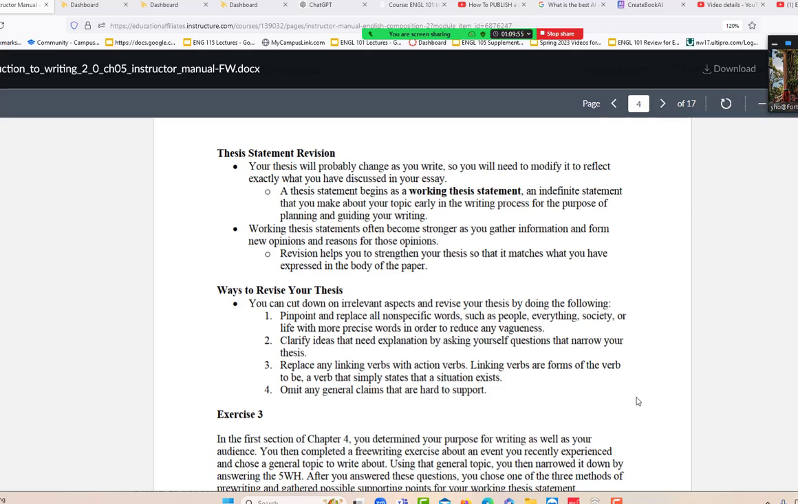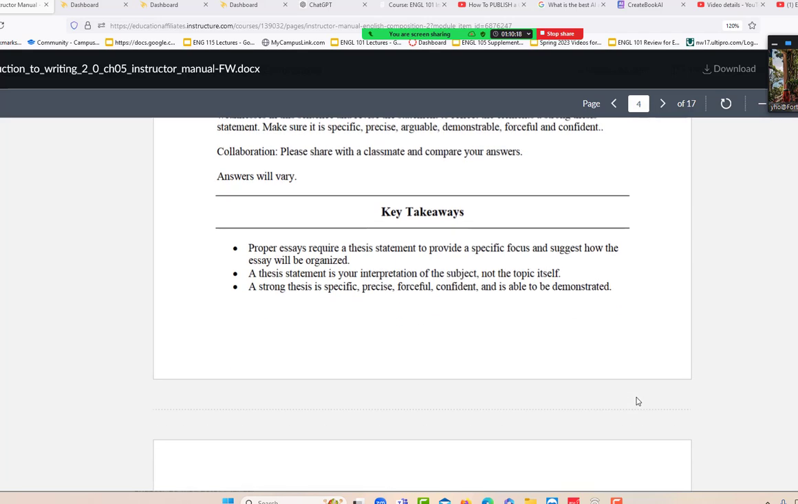Ways to revise your thesis. You can cut down on irrelevant aspects and revise your thesis by doing the following. Pinpoint and replace all non-specific words. Clarify ideas that need explanation. Replace any linking verbs with action verbs. Omit any general claims that are hard to support.